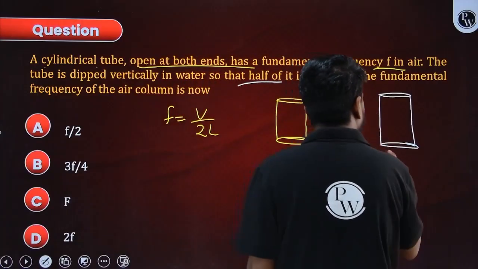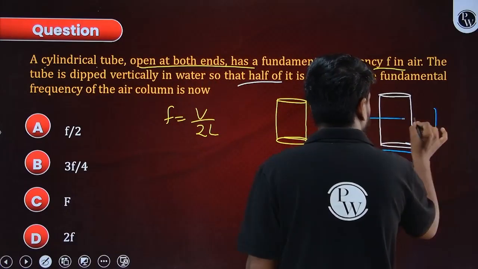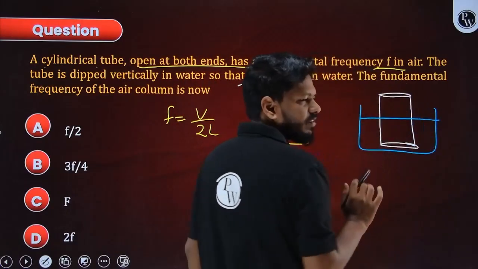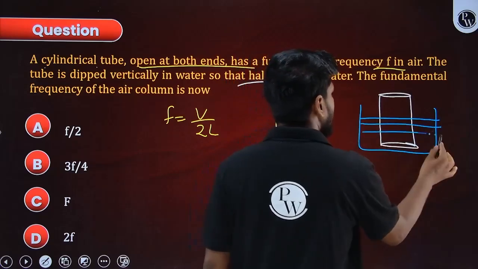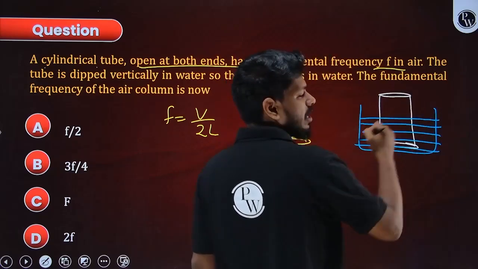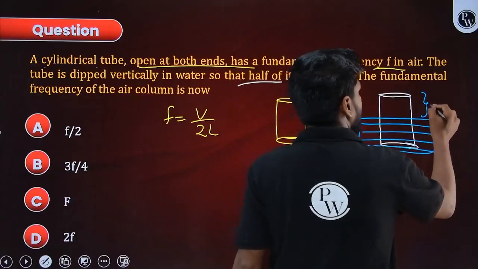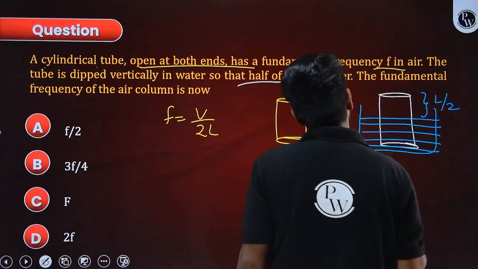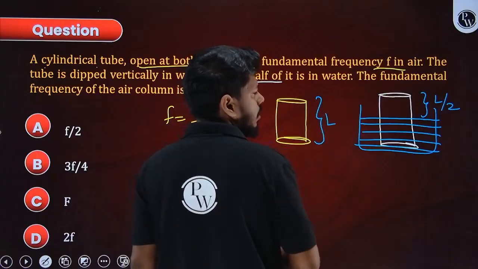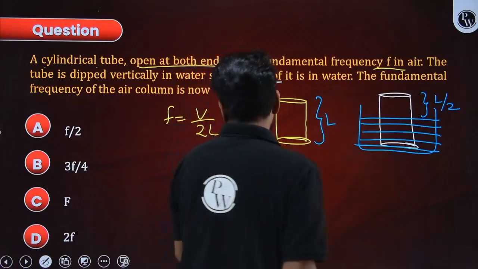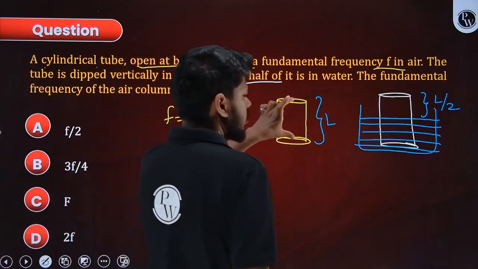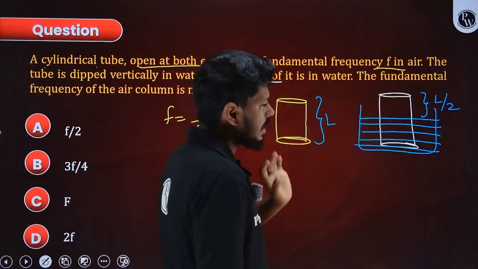Until where we have water, sir? Water is still half of the tube. So what is the length of the column remaining? Because this thing is completely dipped, what is the air column remaining? You should not see what is inside the water. The length of the air column matters. So the length of the air column becomes L by 2. Initially it was L. Now because half of the tube is in water, the length of the air column is L by 2.